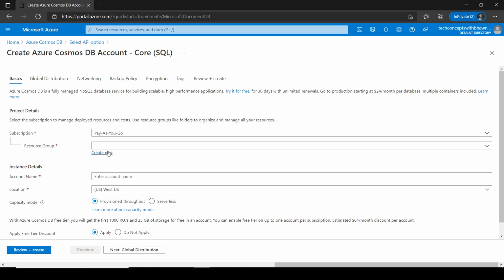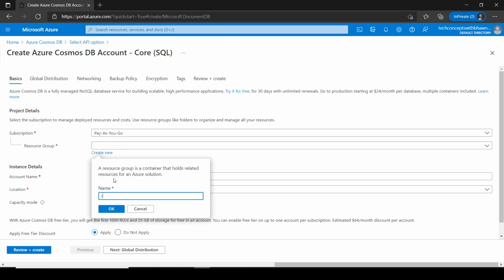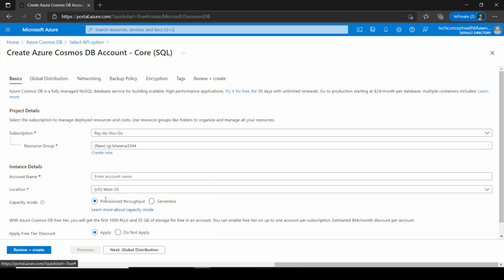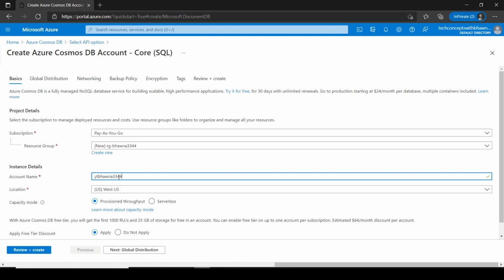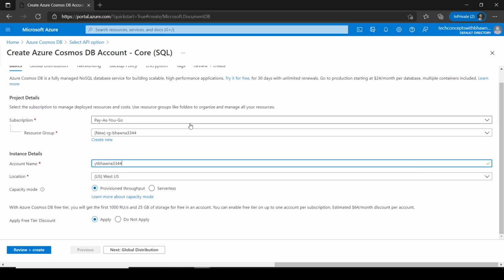And I don't have a resource group right now. So let's create a resource group named RG Bhavna 33. Okay, it already exists. Let's write 44. And let's click on OK. Similarly, I have to provide an account name. Let me provide an account name as YT Bhavna 3344. And then we are required to choose the location and capacity mode.